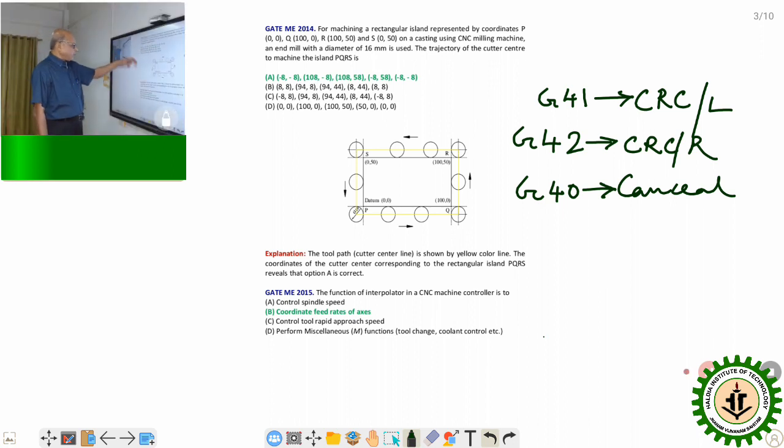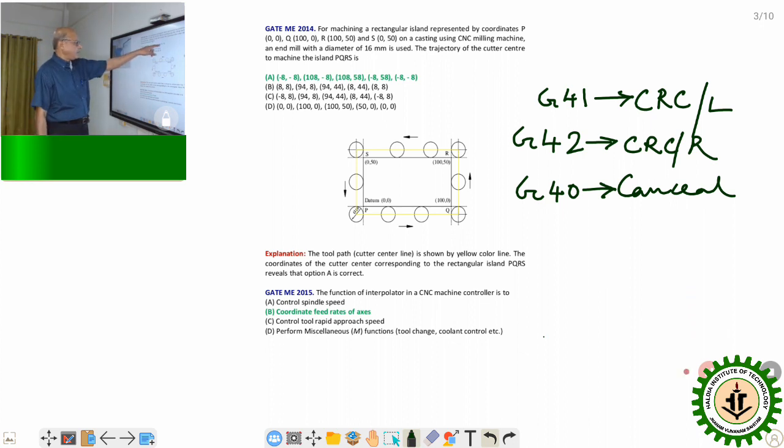So that is why the first point would be -8, -8. For the second point, the coordinate of the point Q is 100, 0. If we add an additional 8 millimeter to the x-axis, it will be 108. As far as the y-axis is concerned, since it is below the origin, it will be -8. Likewise, very easily you can calculate the other points, R and S, and since the cutter moves along a loop, the starting point and the end point become the same. So once again, P will be the final destination point, which is identical to the starting point.